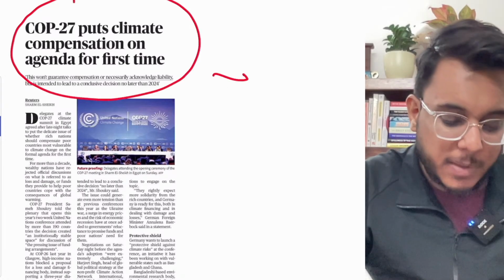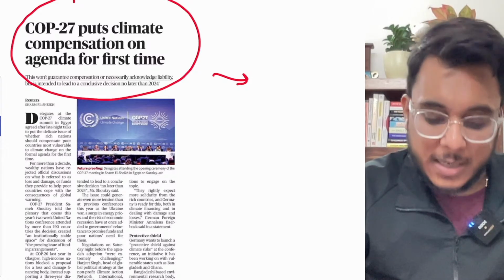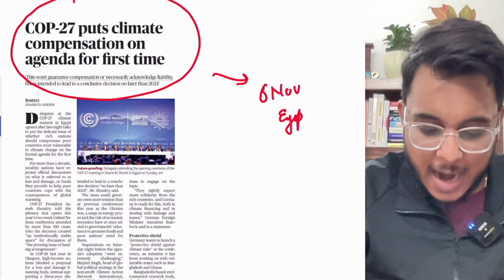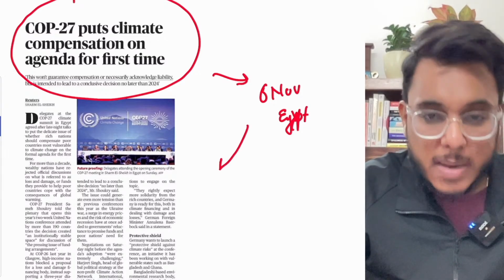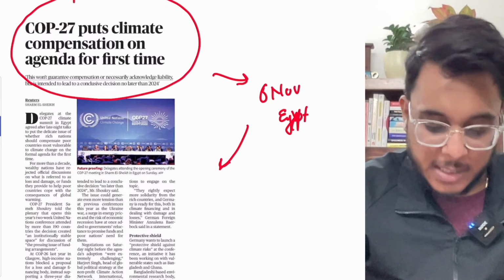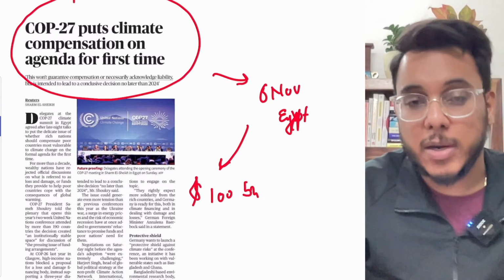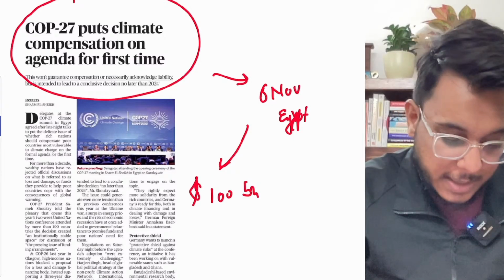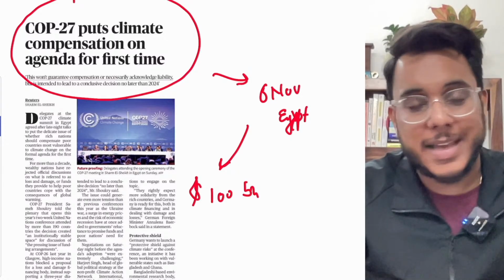COP27 puts climate compensation on the agenda for the first time. So basically guys, COP27 started yesterday, that is 6th November, in Egypt. And in this COP27, the developing countries such as India will be pressurizing the developed countries that they should give climate compensation. So guys, $100 billion was to be given by the developed countries to the developing countries, and repeatedly the deadlines have been extended, but up till now this $100 billion funding has not come.